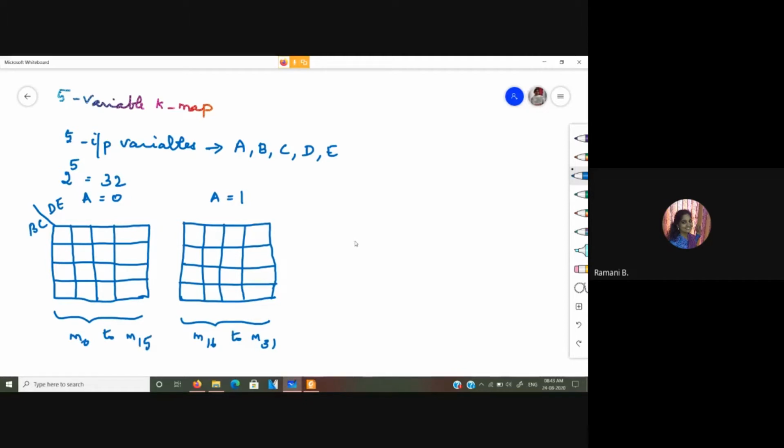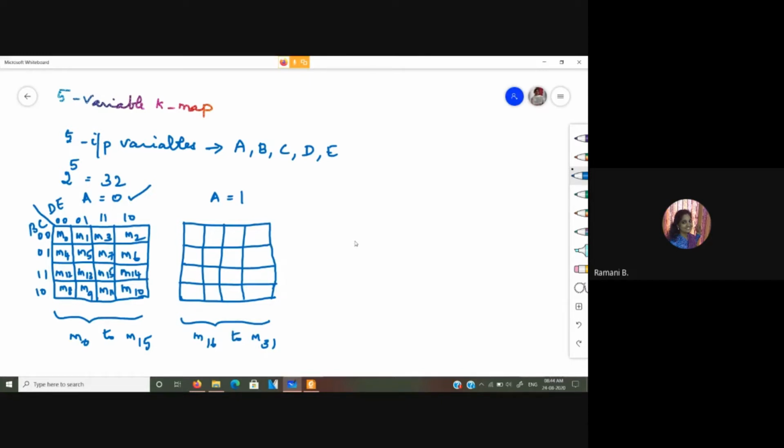Okay, so this particular map, the map corresponding to A equal to 0, is similar to that of our 4 variable K-map. So this corresponds to 00, 01, 11 and 10, and likewise on the other axis. So the first square, this is M0, M1, M2, M3, M4, M5, M6, M7, M8, M9, M10, M11, M12, M13, M14 and 15.